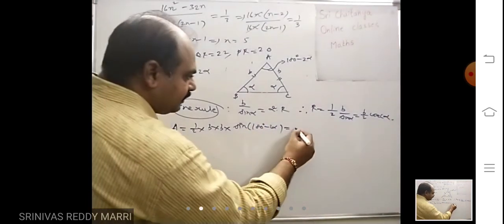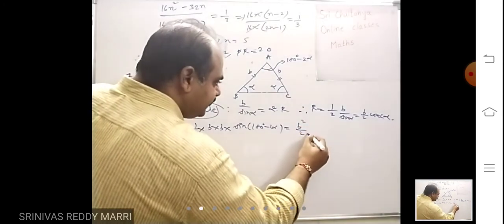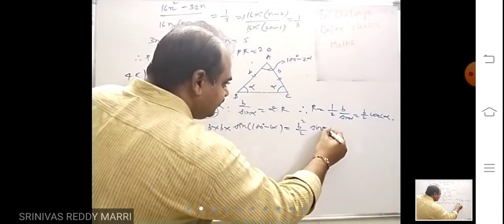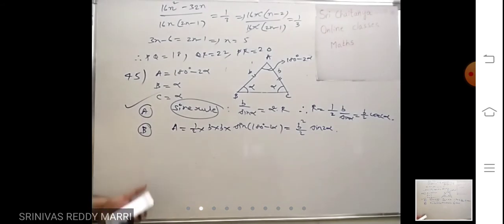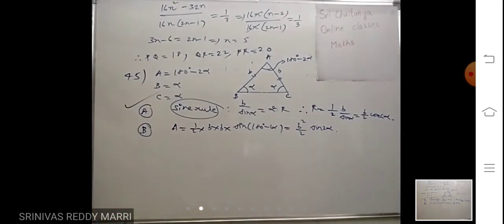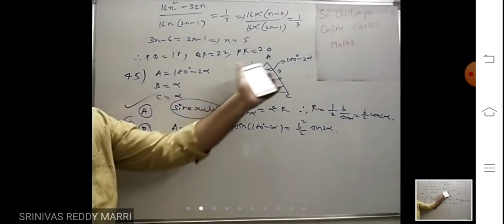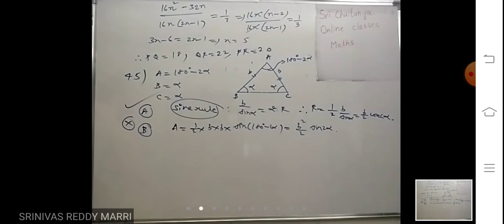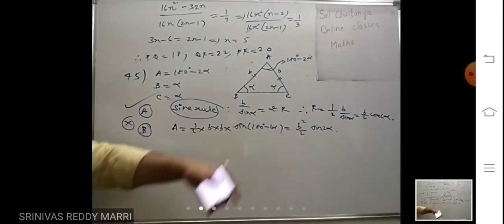So you will get b square by 2 sine 2 alpha. But he has given only 2b square sine 2 alpha, so this option is wrong. The direct formula is delta equals half into the product of the sides into the sine of the included angle, where 180 minus 2 alpha is the angle I have written. So this is incorrect.